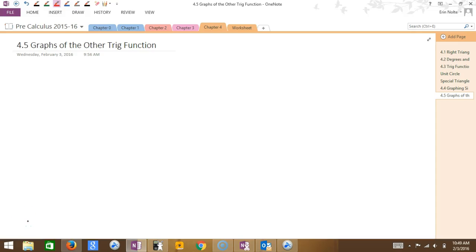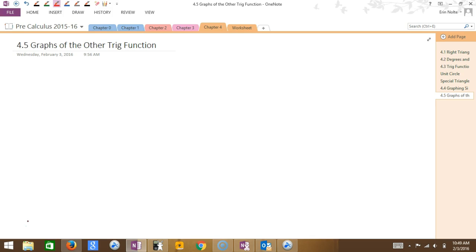All right, so 4.5 is just going to be the graph of the other 4 trig functions. The technique that we've been using to graph the sine and the cosine are going to be the exact same steps that you're going to take for drawing cosecant, secant, cotangent, and tangent. The only difference is they just look different. Instead of the nice little pretty wave, they have a different look to them. And the nice thing is that tangent and cotangent look the same, and secant and cosecant look the same.